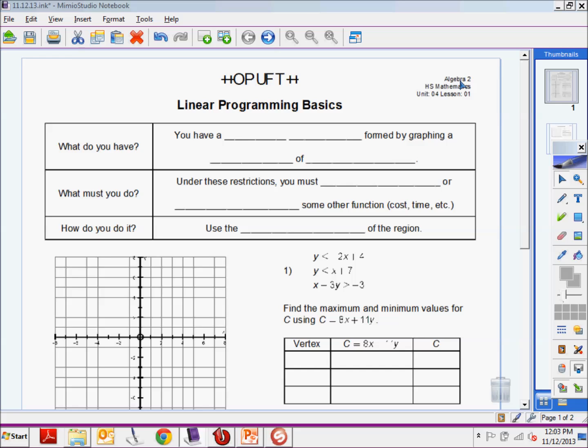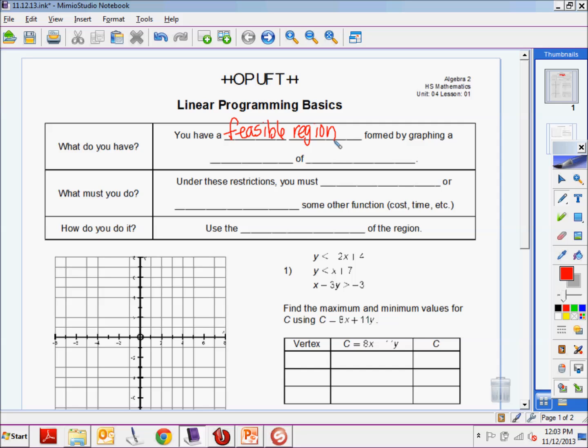So what do you have? What this means is you have a feasible region. Does anyone know what feasible means? Reasonable. Okay, there's a reasonable region where all of these inequalities are true. So there's a specific region where this could be true.